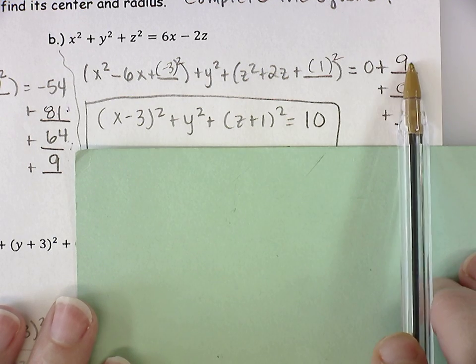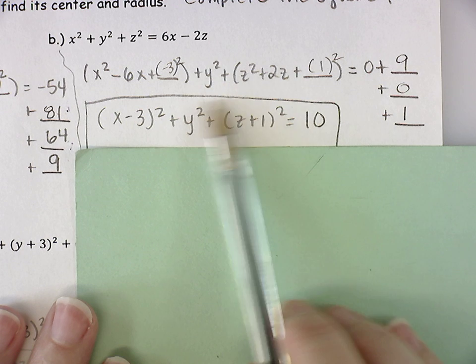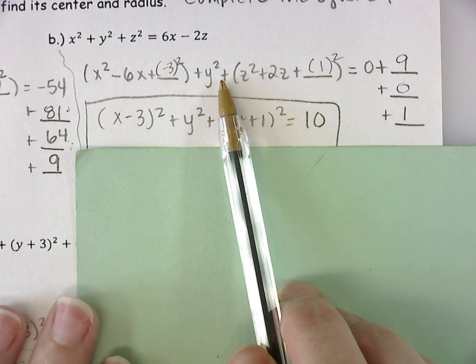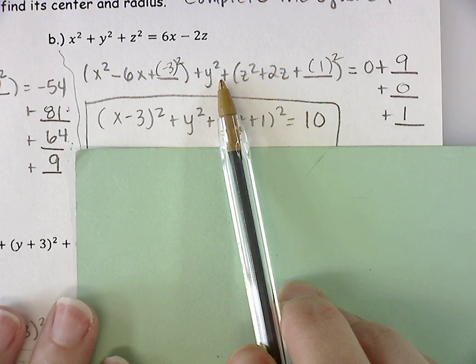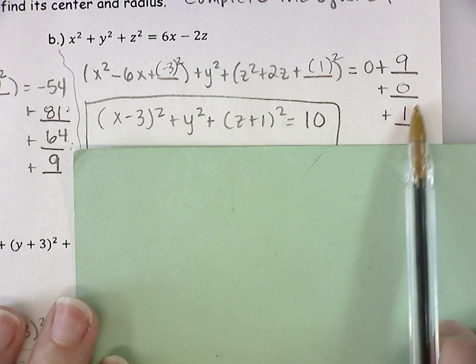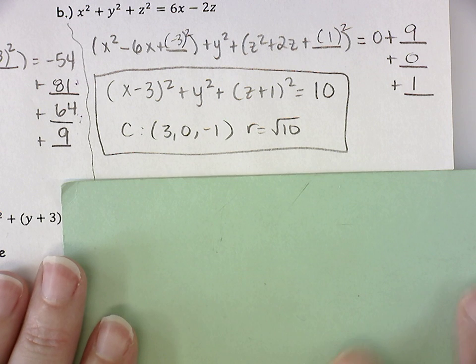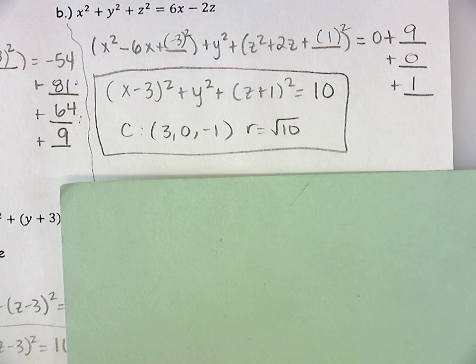to both sides. Since y is by itself, you don't have to worry about completing the square because there's no b value, so half of 0 would be 0. And then you're going to add 1 over for the 1 squared. Okay, and then your center should be (3, 0, -1), and your radius will be the square root of 10.